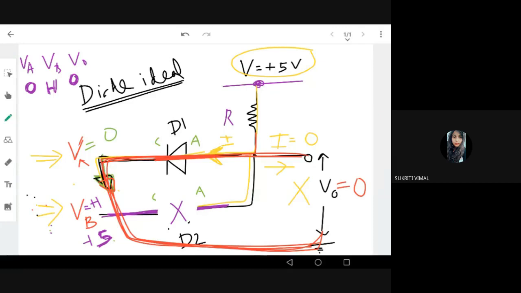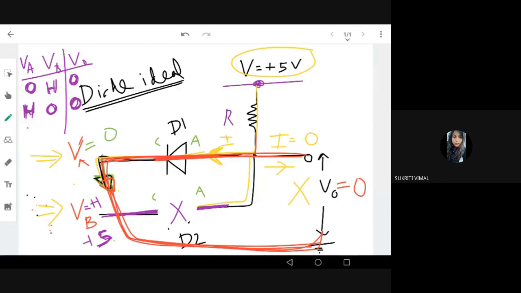In the reverse condition it's also the same. If VA is given a high voltage and VB is given a low voltage, the same thing will repeat. Why? Because the diodes are symmetrical, both are looking the same. Now the question is what happens when both are given 0, 0.